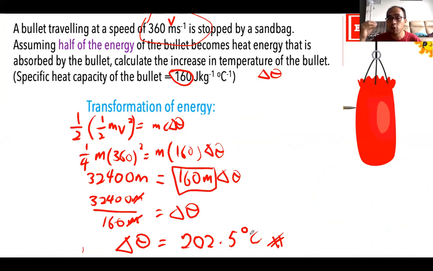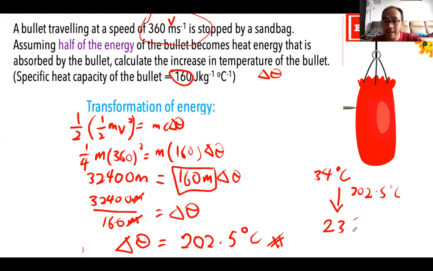So assuming that the bullet originally is 34 degrees Celsius. After the increase in temperature of 202.5 degrees Celsius, what is the final temperature of the bullet? 236.5 degrees Celsius. It's pretty hot, which is why after shooting a bullet, you should never hold the bullet. It's very hot because there's a very big change of energy happening in such a small thing, so a lot of increase in temperature.